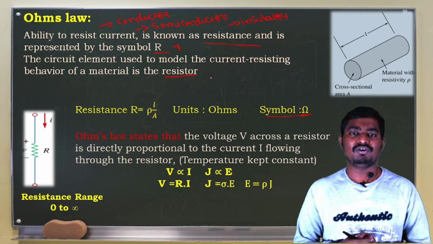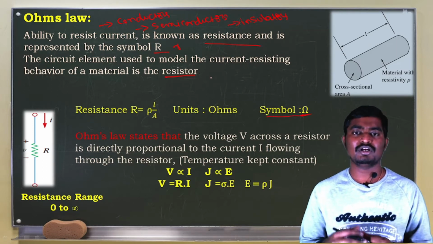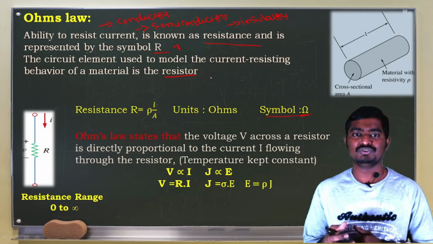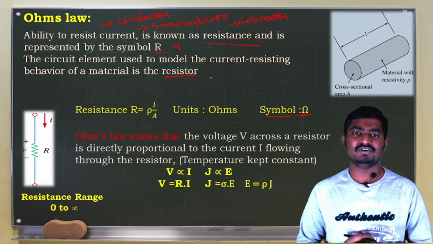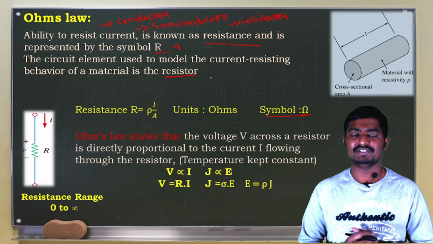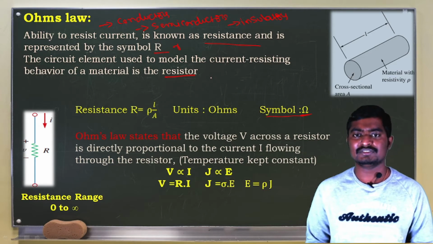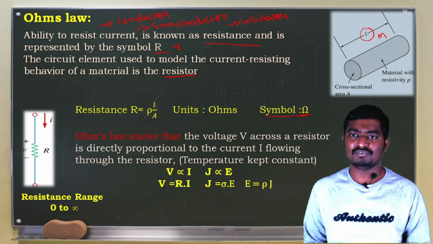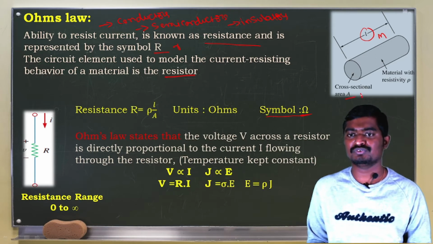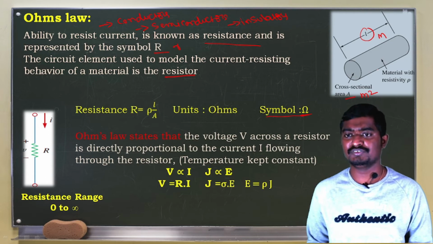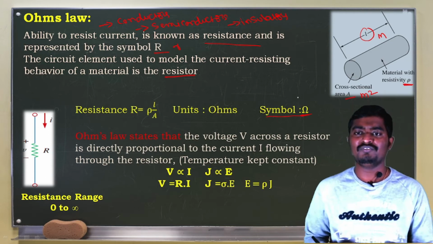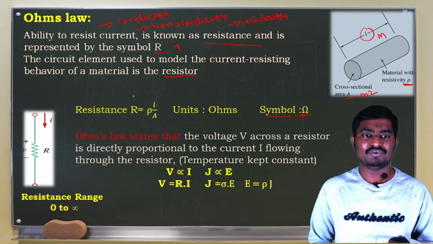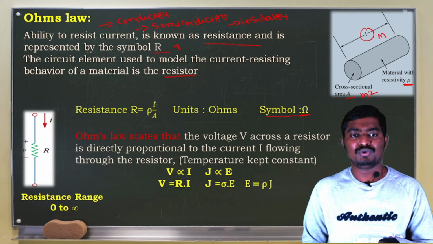How to calculate the value of resistance for a particular material? There are two ways to calculate the value of resistance. The first is by using design parameters, and the second is by using operating conditions. First one we will see. Let us consider a conductor whose length is L meters and area of cross section of the wire is A meter square, and this material has resistivity rho. Based on three values, length, area, and resistivity of a material, we can calculate the value of resistance, given by rho into L by A.